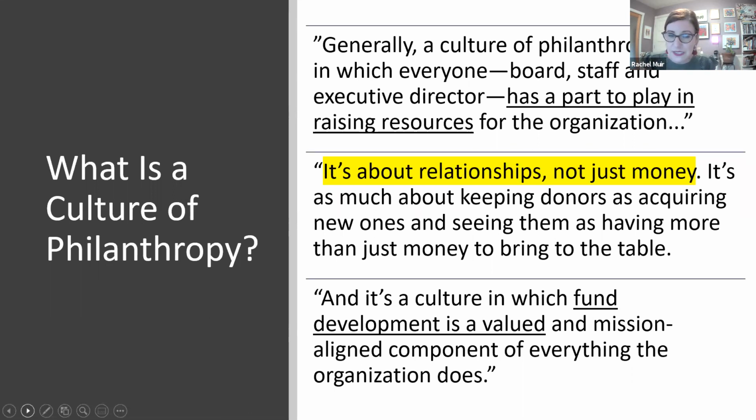your program team needs to welcome donors and welcome them in and make them feel a part of it. Your board needs to embrace fundraising. But that is what a culture of philanthropy is. It's about relationships. It's not just about money. And it's about valuing the role that fundraising plays in making your mission happen.